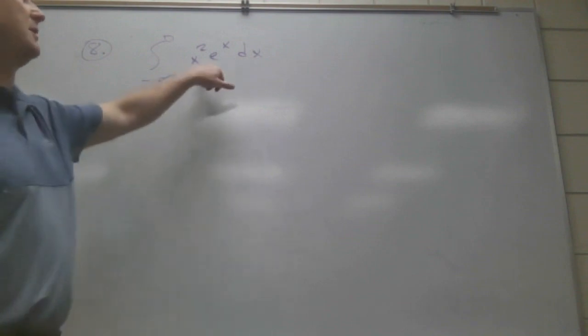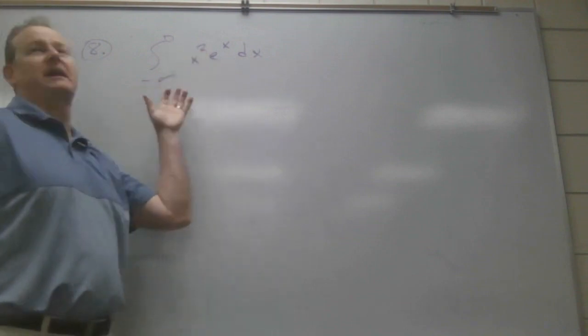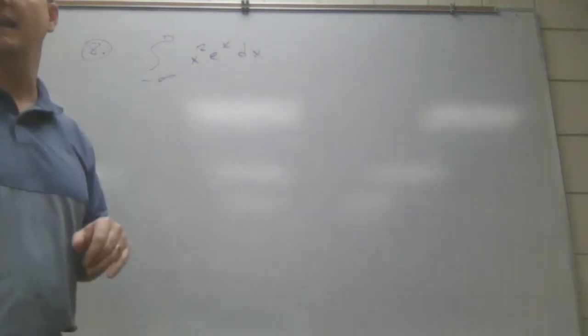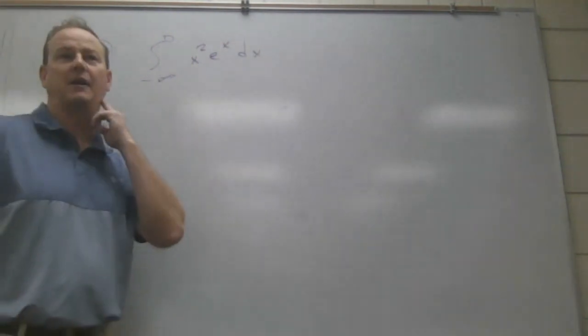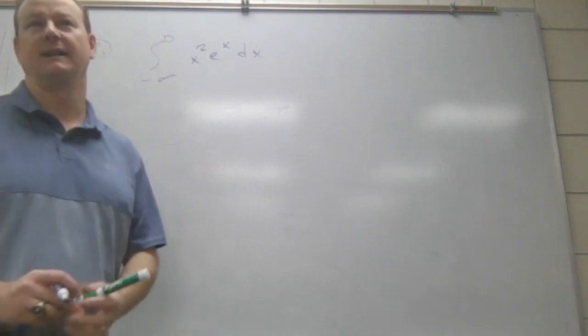Could try that, it's not going to help. If u equals x squared, then du equals 2x dx, which didn't really help. u equals e to the x, du is e to the x dx. Doesn't help. What does this look like?